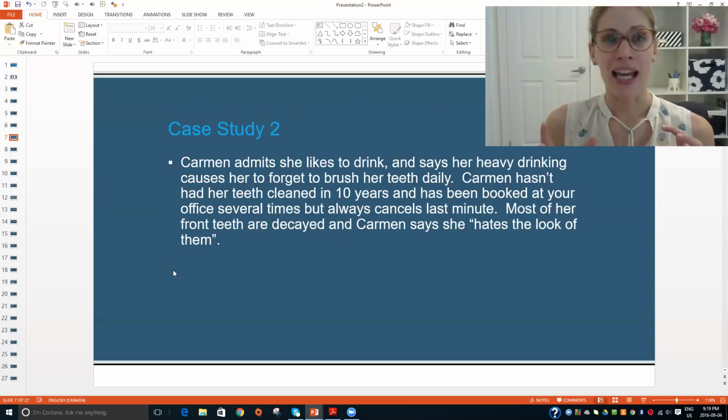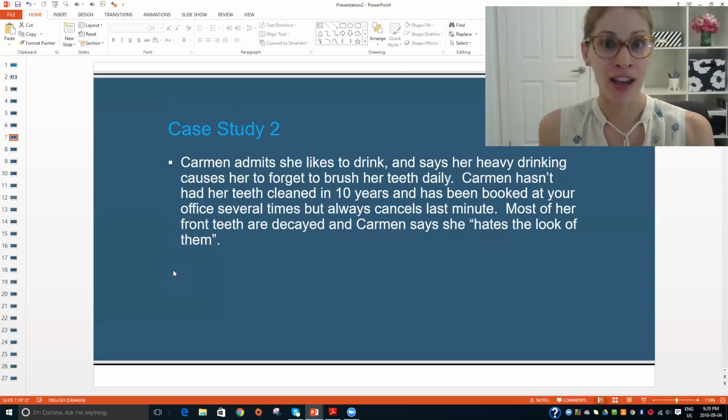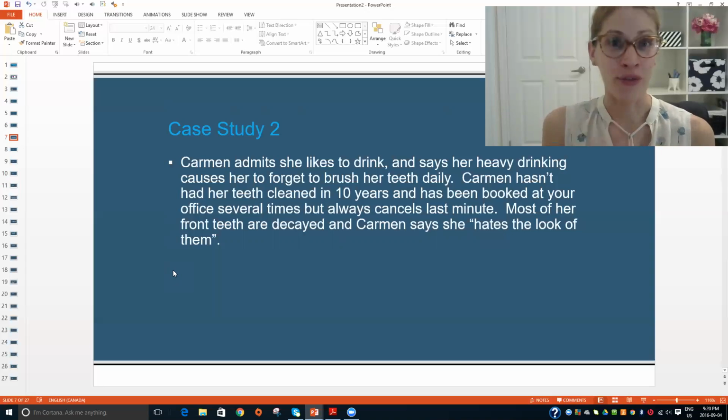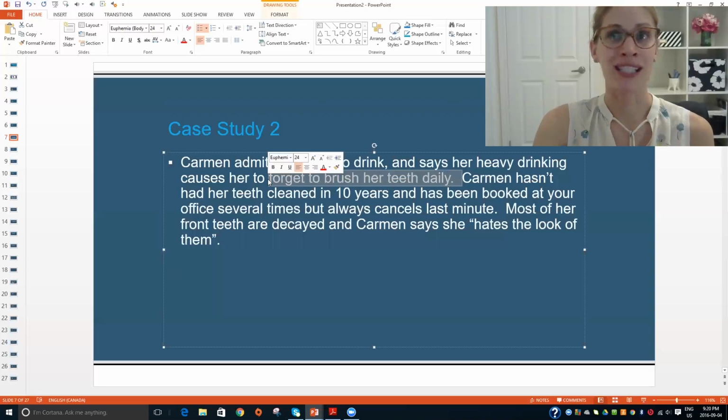But in this case, you need to actually take care of the most simple thing first. If the case study was worded in such a way where it said, Carmen hates the look of her teeth and that's all she wants you to take care of, then you would look at that first. But since it doesn't mention that, it just simply says that she hates the look of her teeth, you need to think about it differently. The easiest thing to fix first is her toothbrush. She needs to be brushing daily.